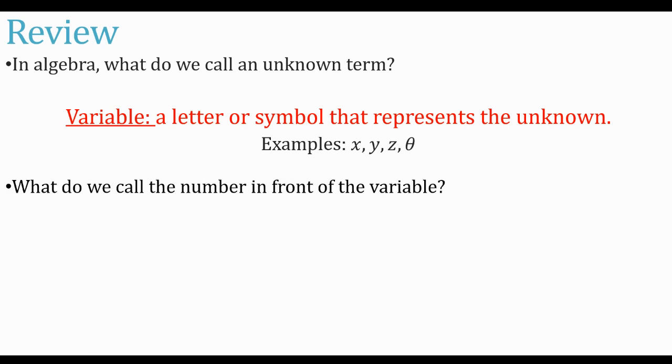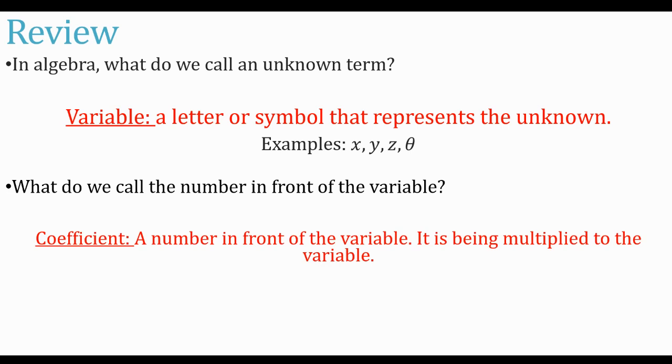Next question, what do we call the number in front of the variable? And hopefully everyone knows this because we've gone over this a lot. The answer to this is a coefficient, the number in front of a variable. So it is being multiplied to a variable. So every time there is a number directly in front of a variable, they're being multiplied together.